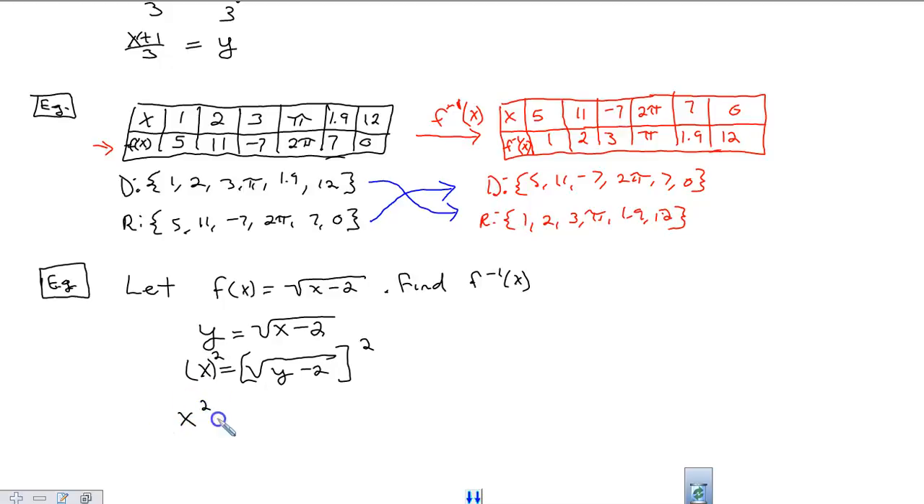So I get x squared equals y minus 2. And then I need to add 2. And so y is going to equal x squared plus 2. And so now that I've solved for y, that is my inverse. So f inverse is going to equal x squared plus 2. So now I like to think about, well, what's the domain of this function? And we just said that the domain of this function is going to be the range of our original function. So now we need to think, well, what is the range of that crazy square root function?